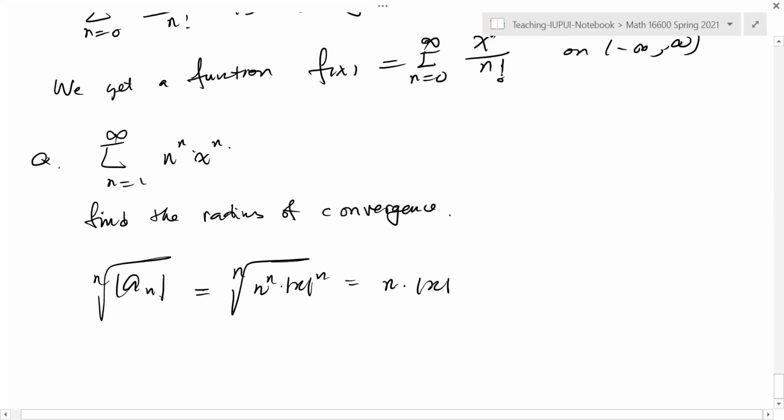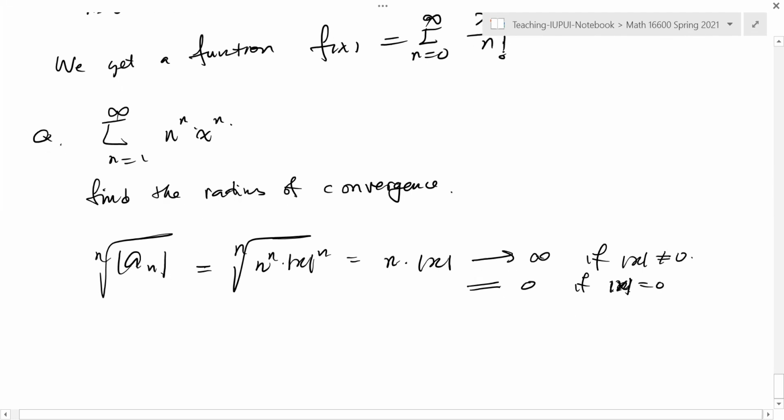Now we're going to find the limit. I find out this limit is infinity if absolute x is not 0. It is always equal to 0 if the absolute value is 0. So there are only two possibilities, 0 and infinity. Infinity is greater than 1.